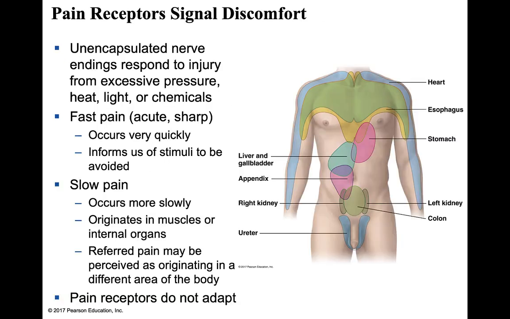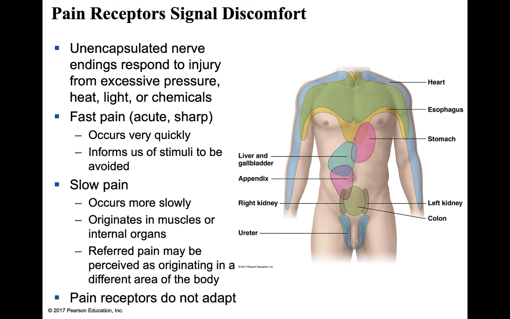Now, we have pain receptors. These are quite often known as free nerve endings, and these will respond to a number of different types of injuries overall. So it could be too much pressure, light, chemical sensations or burns, any of those things. Now, we have two different types of pain. We have fast pain, and this occurs very quickly, and this is actually protective in nature. The example that I like to use: if you touch something too hot, you pull away. If you step on something really sharp, you pull your foot away. So these are examples of fast-acting pain.